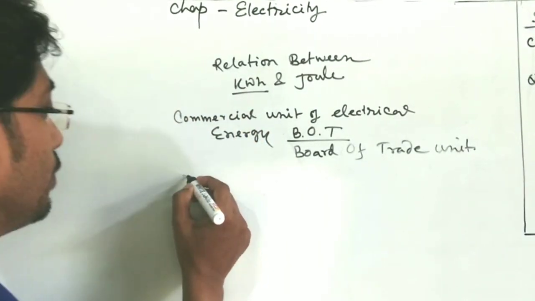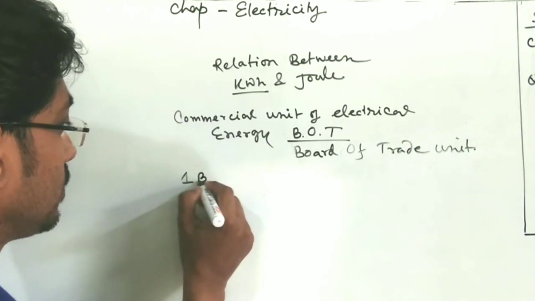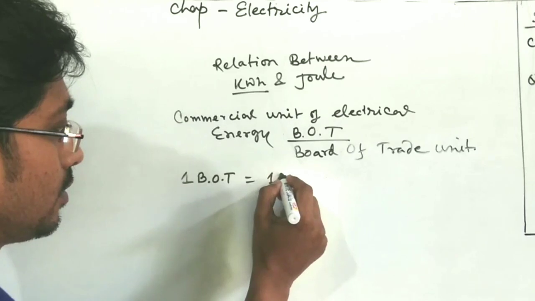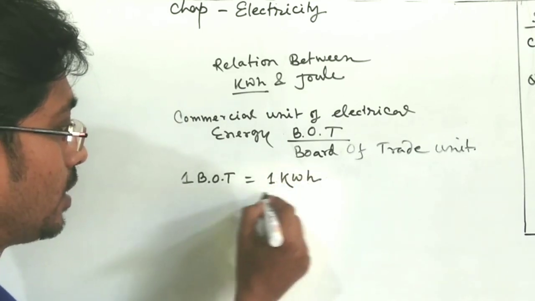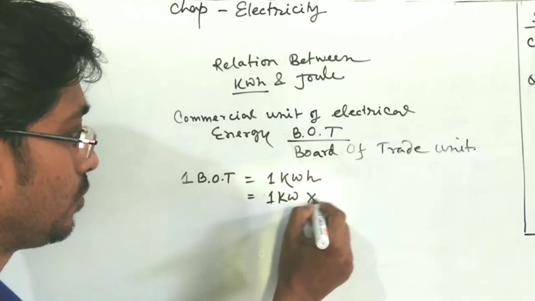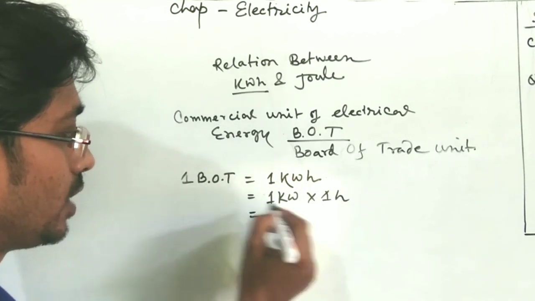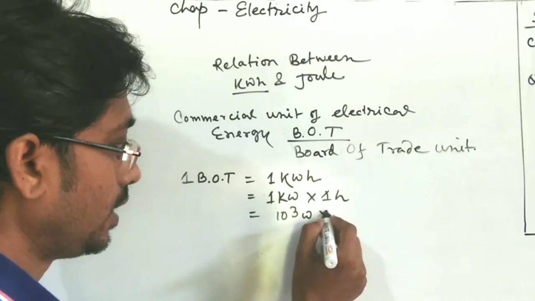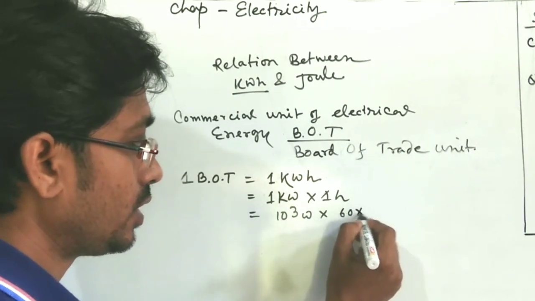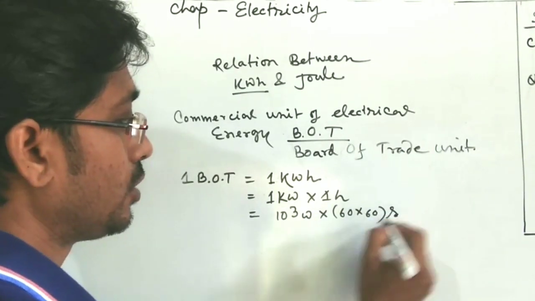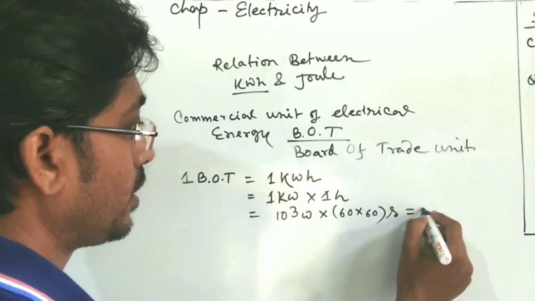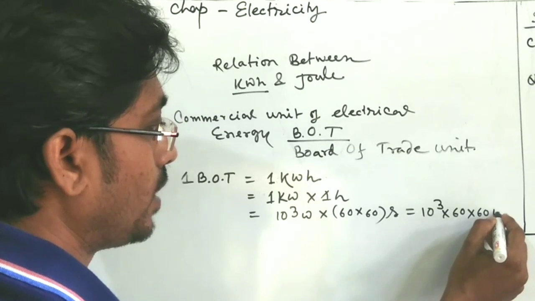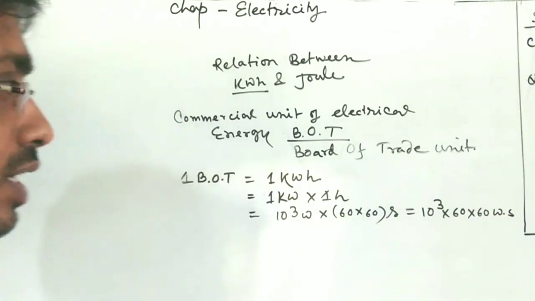So 1 BOT is equal to 1 kilowatt hour, 1 kilowatt into 1 hour. So 1 kilowatt is equal to 10 to the power 3 watt into hour, means 60 into 60 seconds. So now it will be 10 to the power 3 into 60 into 60 watt second. And what is known as watt second?